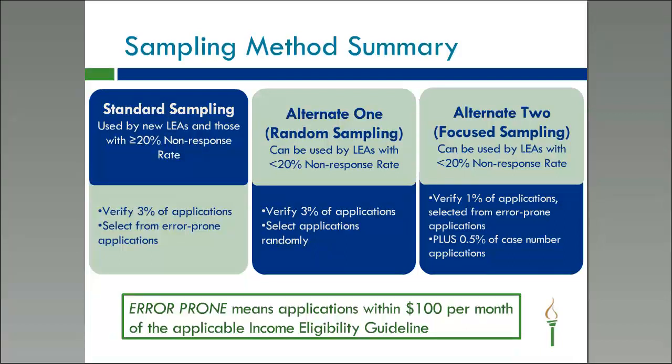And then last is alternate 2. Again, we don't have very many LEAs that choose to do this, but if you had less than 20% non-response rate, you can choose to do alternate 2. So you'll verify 1% of your applications selected from error-prone plus 0.5% of your case number applications. So again, the selection is a little more complicated, so most LEAs that qualify to do an alternate sampling method choose to do the alternate 1, but then some do still select alternate 2.